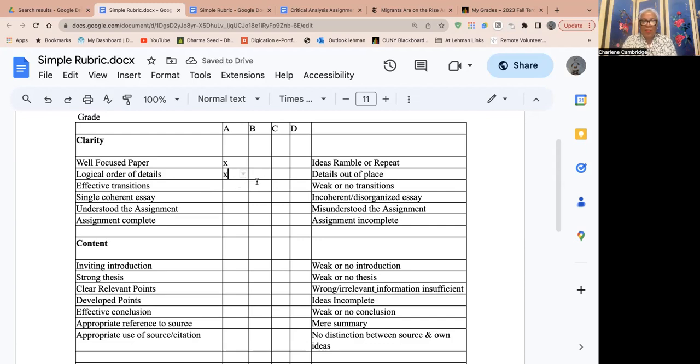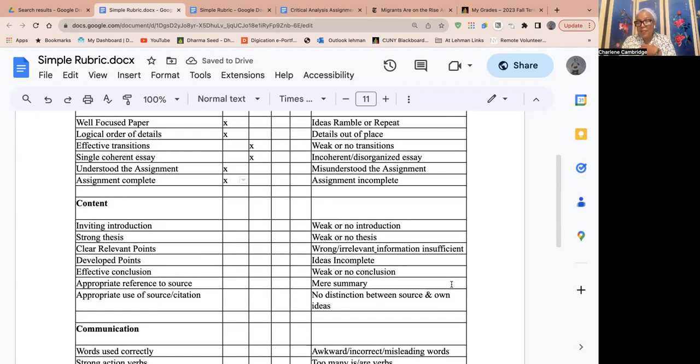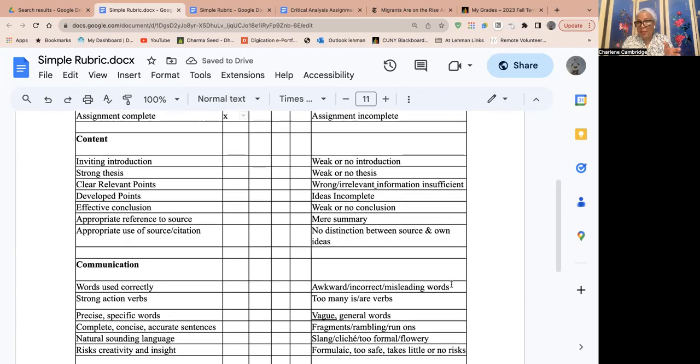The transitions were a little harsh. Not bad, but a little harsh. It was a single coherent essay, but because of the transitions, I have to give them a B because it seems a little incoherent. It's not really holding together. They understood the assignment and the assignment is complete. So for clarity, you did very well. And I have to say that I'm biased towards clarity.